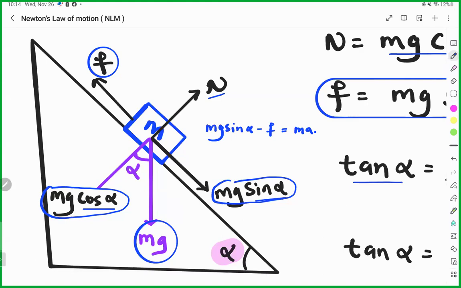Yes, sir. Normal will always equal mg cos theta. So normal is not the issue. The issue is if it is moving. For example, in case you apply an external force in the upward direction, then friction will act in the downward direction, because friction always opposes. Okay? Because friction always opposes. Any doubt?